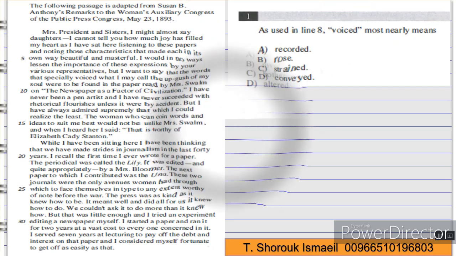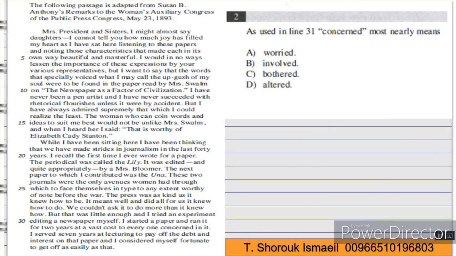Okay? Very nice. Let's have one more example. The following passage, the same passage that we read before. Let's come here to the question. Again, I will not read this, as used in. I don't need this. My clue words, line 31.